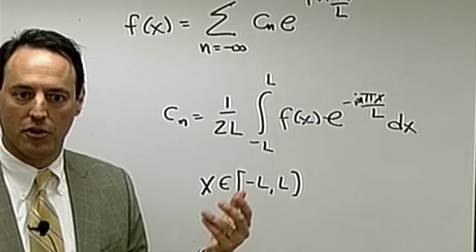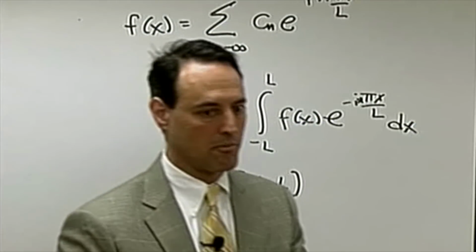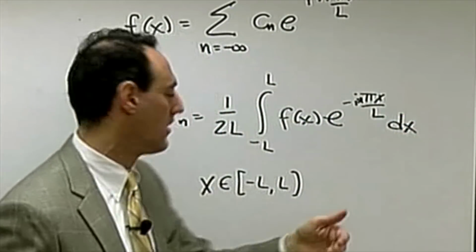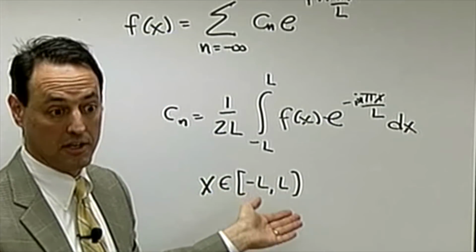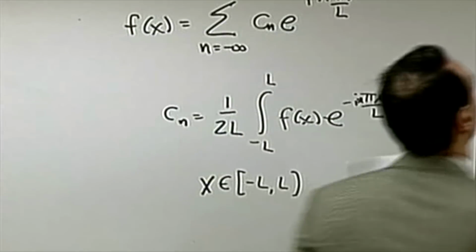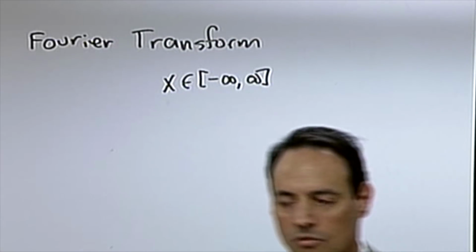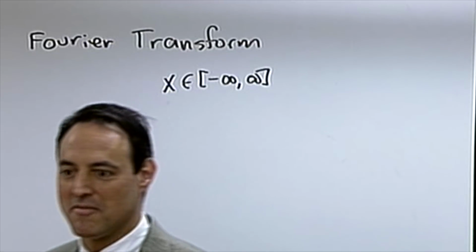And now we're going to talk about also what happens if I don't want to work on a finite domain, 0 to 2 pi, but I want to work on actually the infinite domain. X goes from negative infinity to infinity. In other words, take L to infinity here. Okay? And when you do that, you produce what's called the Fourier transform. The Fourier transform happens on the infinite domain.